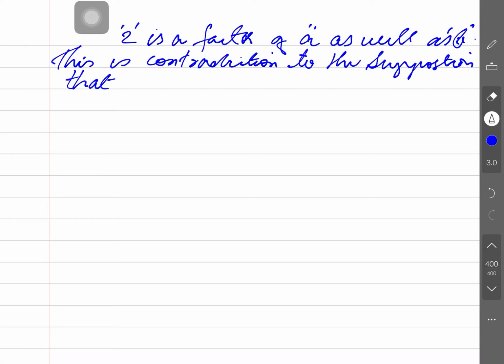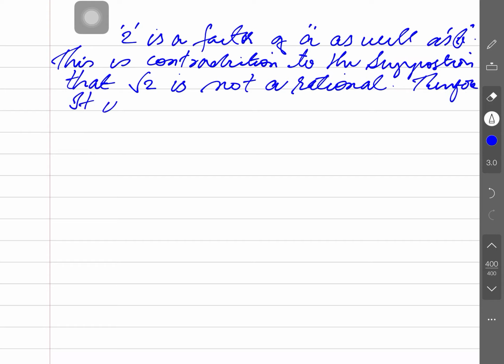This is a contradiction to the supposition that a/b was root 2, that is, that root 2 is not irrational. That is, root 2 is a rational. Therefore, it is rational.